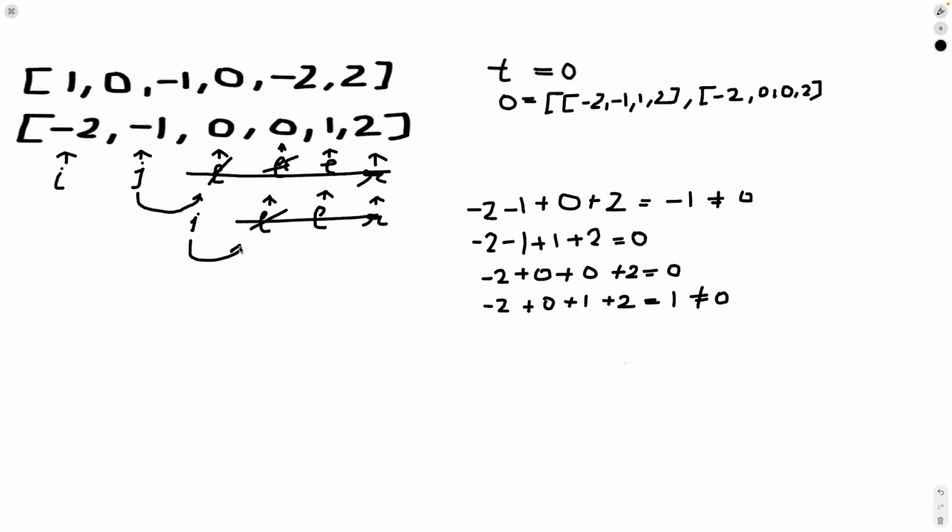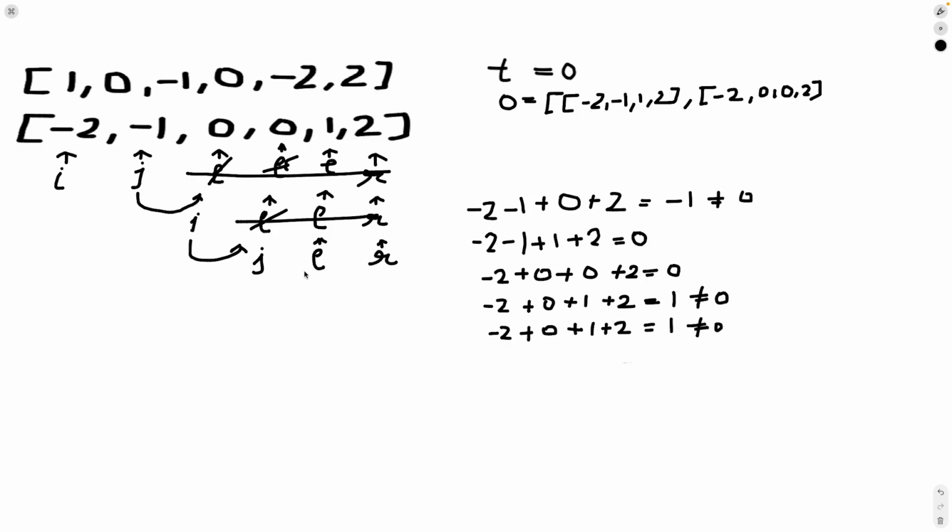to the next element. So j comes here. Left is always j plus 1 and right is always the last element. Now let's look at the sum for this. It is minus 2 plus 0 plus 1 plus 2. Now the sum of this is also equal to 1, which is again not equal to 0.